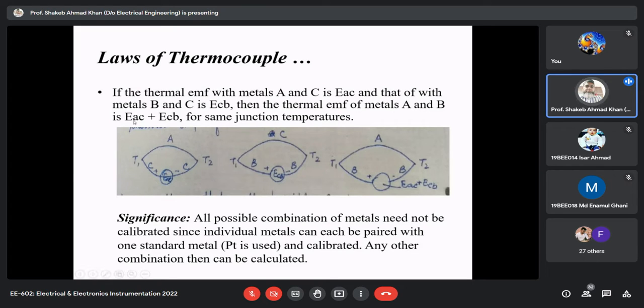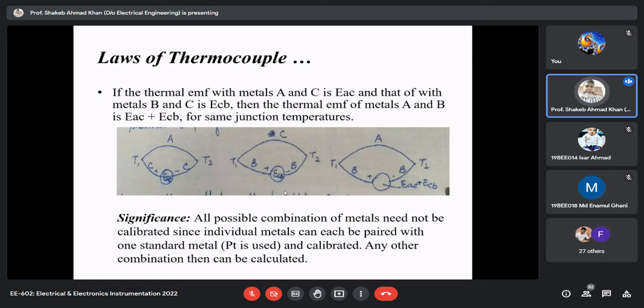So to have a general table, and because platinum is a stable material also, all the possible metals are combined with the platinum, and then calibration table is measured. Then for any other combination we can add it. You can see that by adding those two tables, we can find out the calibration table for any combination.